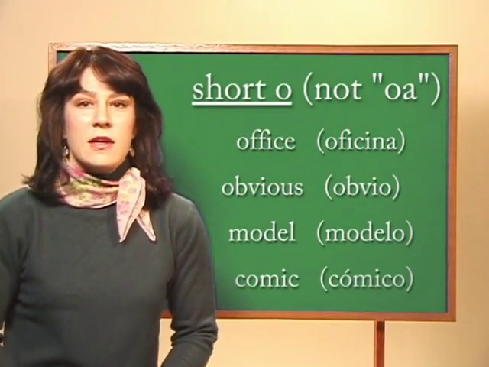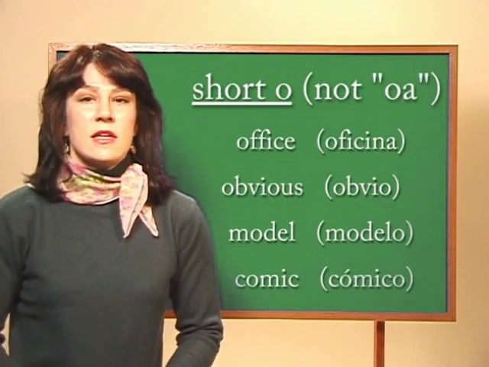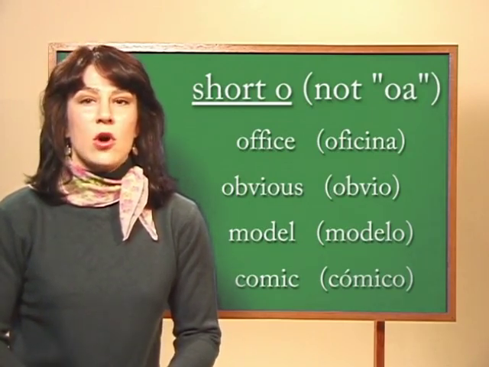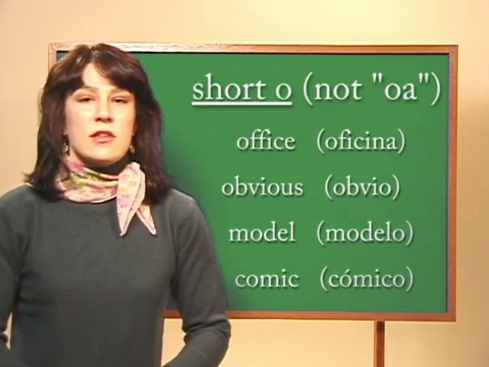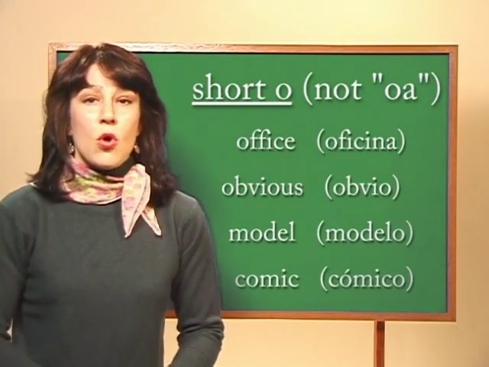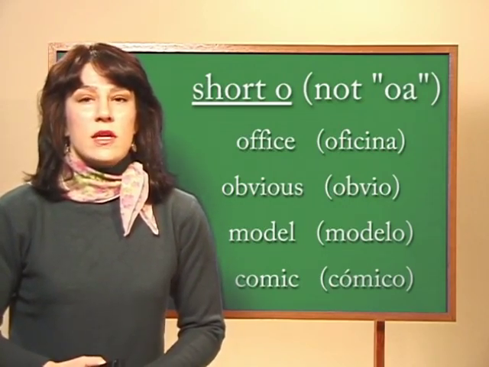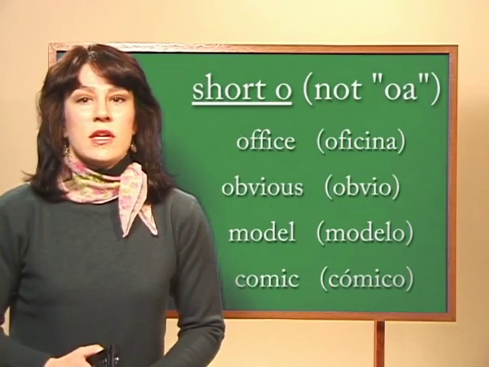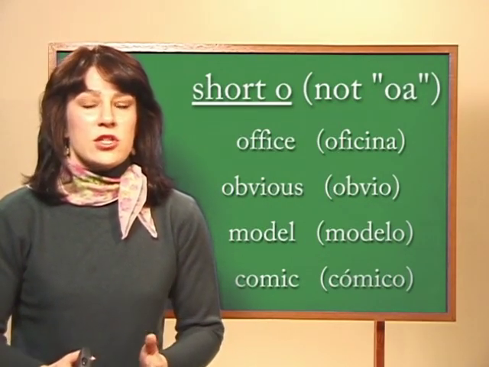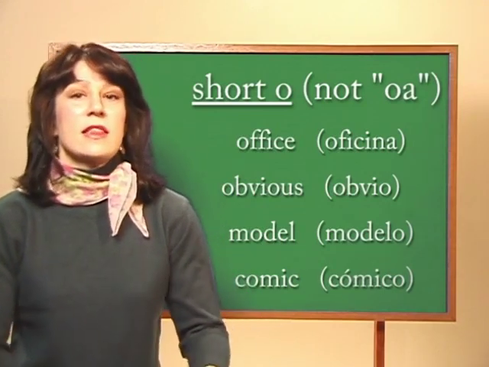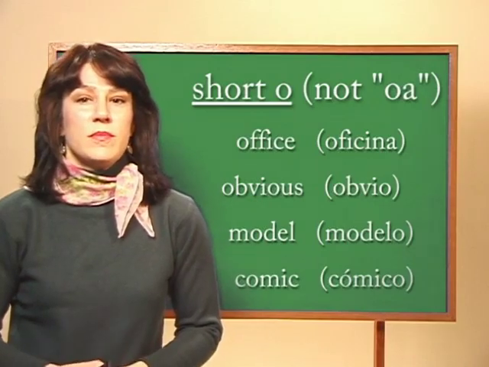Hear the "ah." In Spanish, that same sound is made with an A, such as in the words algo and falta. It's the same sound. Now listen to the Spanish O: oficina, obvio, modelo, and cómico. Hear the difference? When trying to pronounce the short O in English, just use the Spanish A, not the Spanish O. Here's Patty with a short O word.